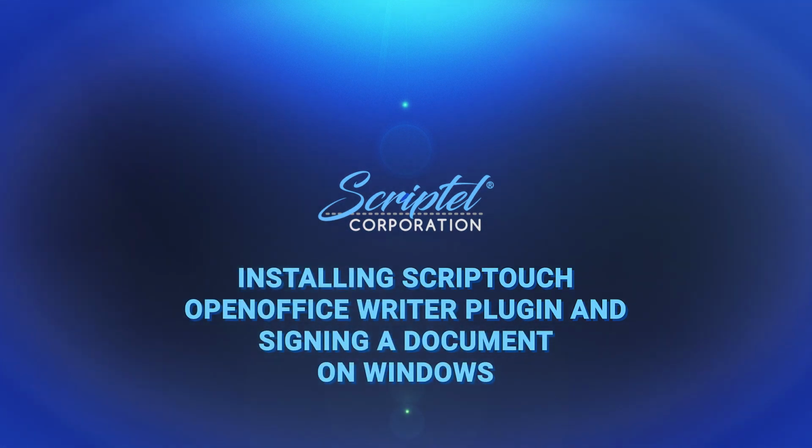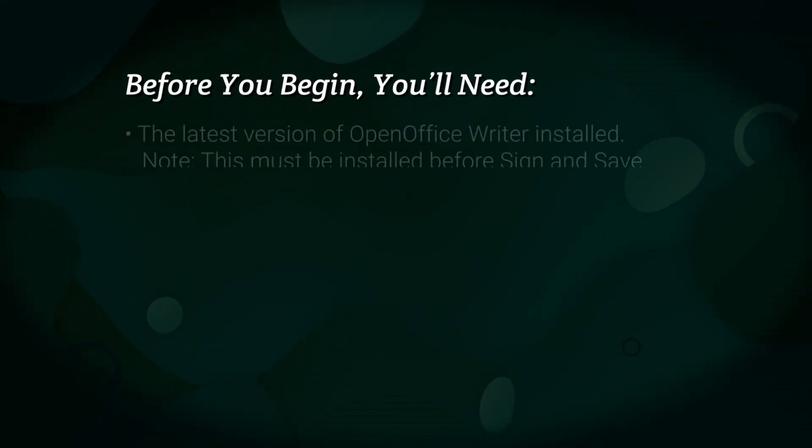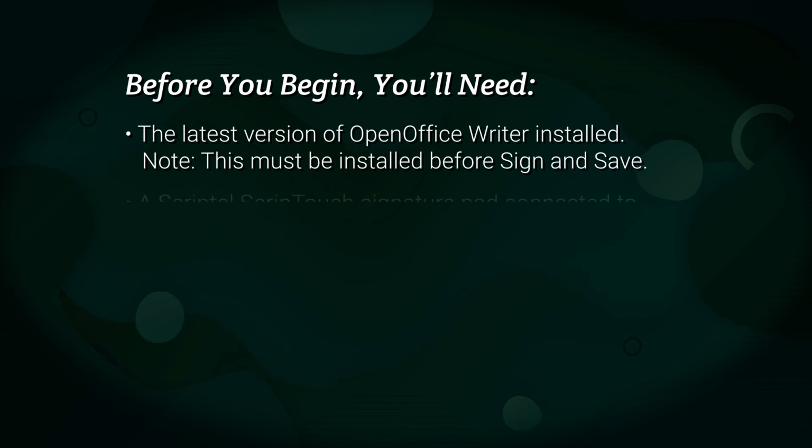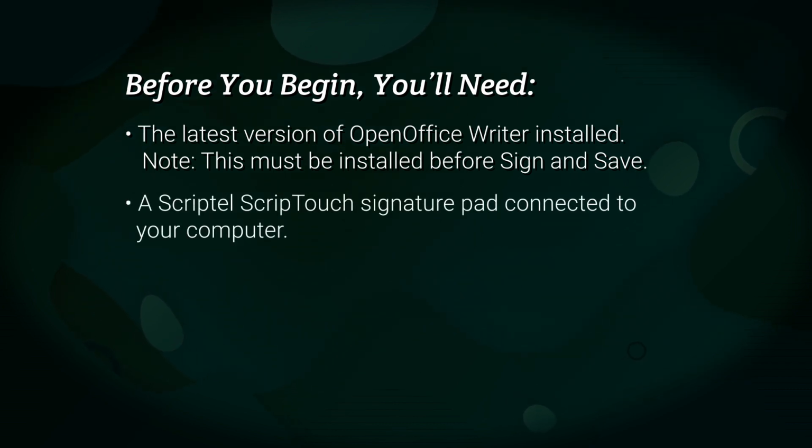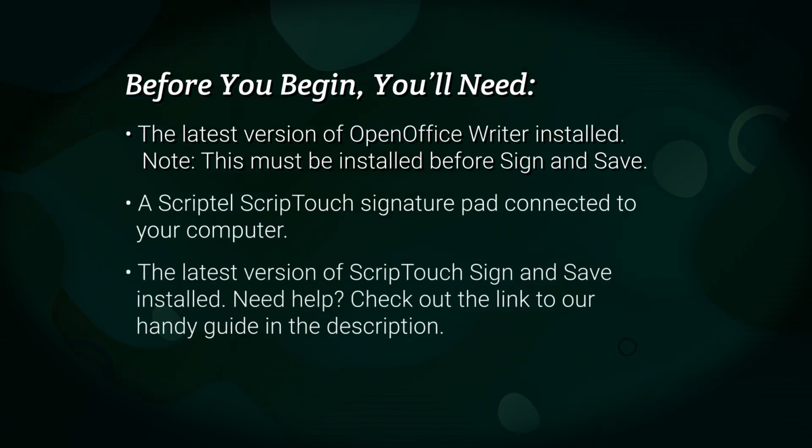installing ScripTouch OpenOffice Writer plugin and signing a document on Windows. Before you begin, you will need the latest version of OpenOffice Writer installed. Note, this must be installed before Sign and Save.